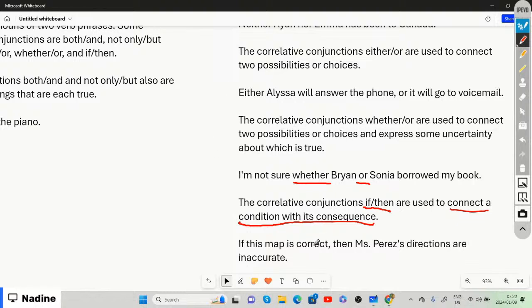So if this map is correct, then Mrs. Perez's directions are inaccurate. So if this map is correct, then Mrs. Perez's directions are inaccurate. If you swim on the deep side, then you might drown.